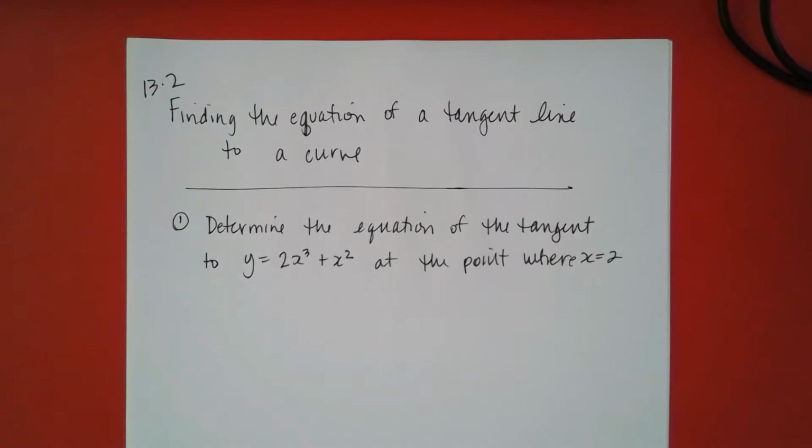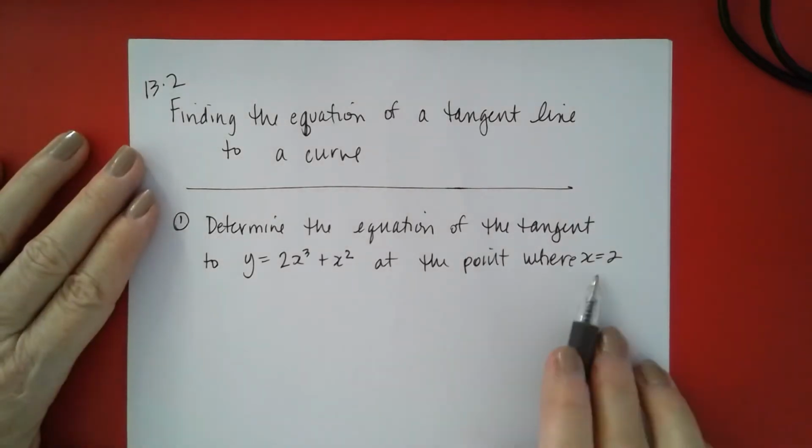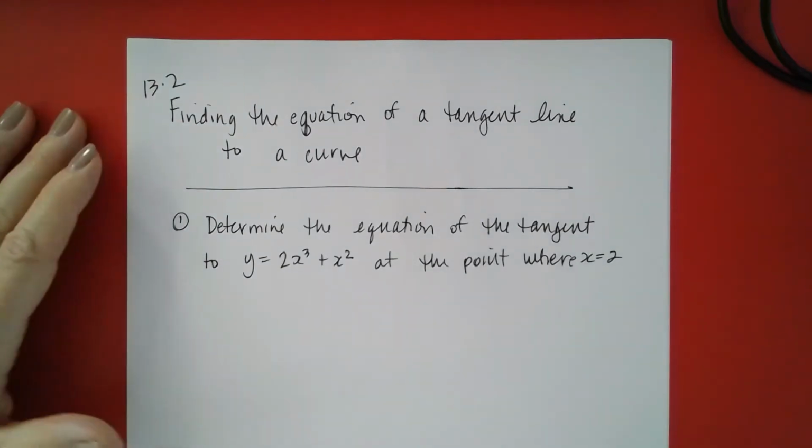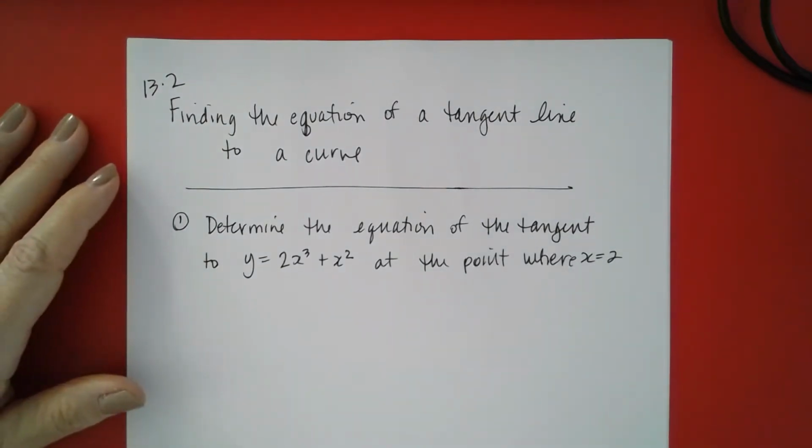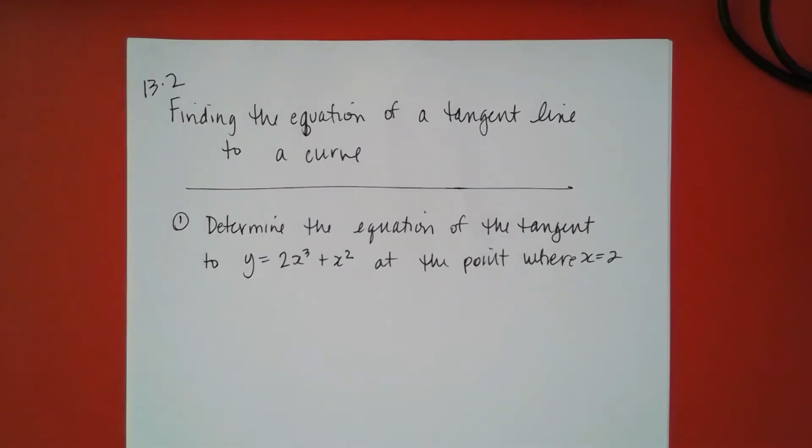It says determine the equation of the tangent, and when it says tangent, it means tangent line. It doesn't mean anything else. The equation of the tangent to that curve at the point where x equals that. Would it help you to know what the curve looks like? It probably would.